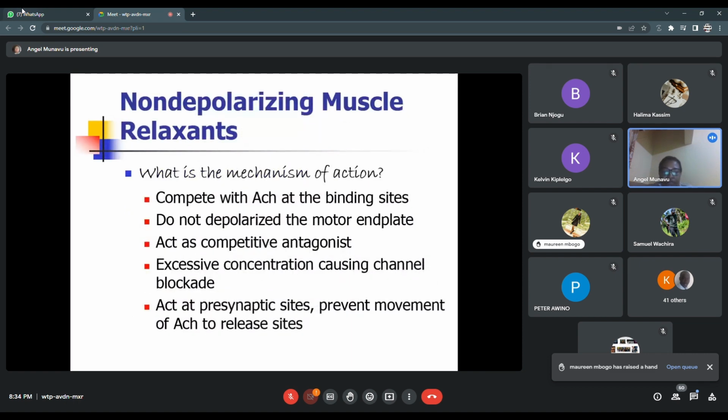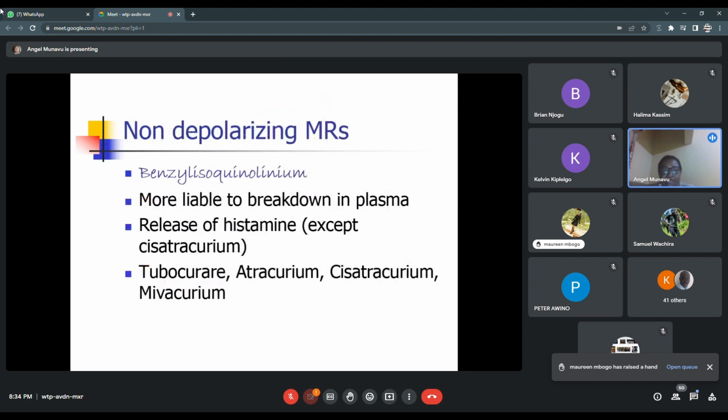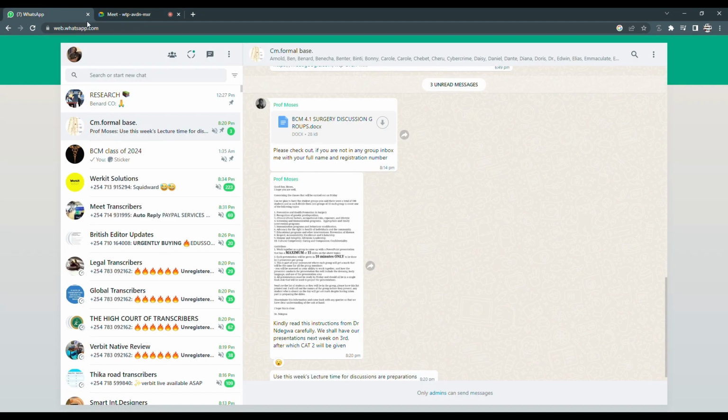Okay, so they competitively occupy the receptors where acetylcholine should be occupied, and they also prevent acetylcholine from moving to the release sites in the presynaptic sites. And you see that there are two classes, and one of them is benzylisoquinolinium. These ones are more liable to break down in plasma. This benzylisoquinolinium can be broken down in plasma, but after some time.